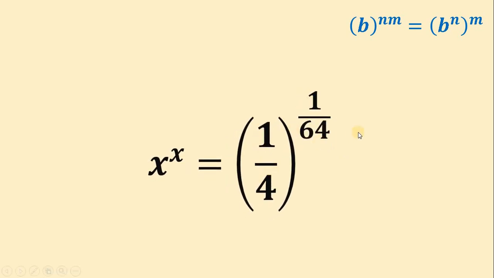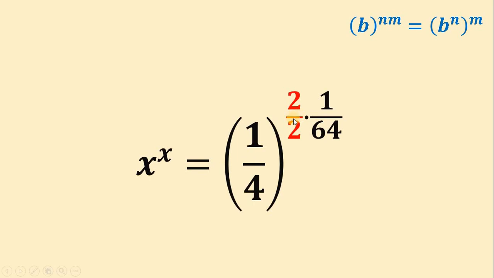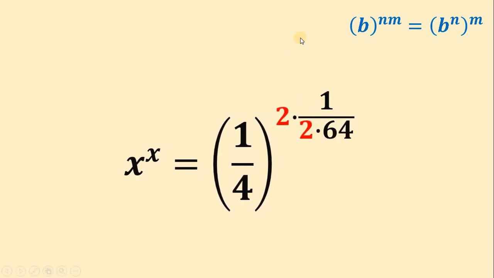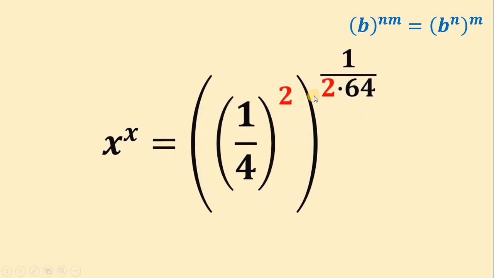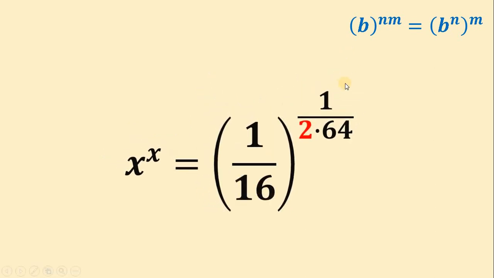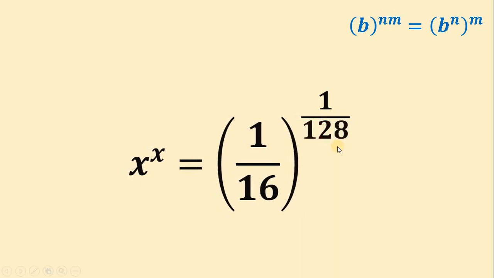1 over 4 and 1 over 64 is not the same, so maybe let's do it again. So let's multiply 1 over 64 by 2 over 2. This is just 1 again. And this can be written as 2 times 1 over 2 times 64. Again, using this identity, this can be written as 1 over 4 raised to the power of 2, raised to the power of 1 over 2 times 64. Now, 1 over 4 raised to 2 is just 1 over 4 times 1 over 4, or simply 1 over 16. And on the exponent, 2 times 64 is 128. 1 over 16 and 1 over 128 is not the same, so again, let's have one more.